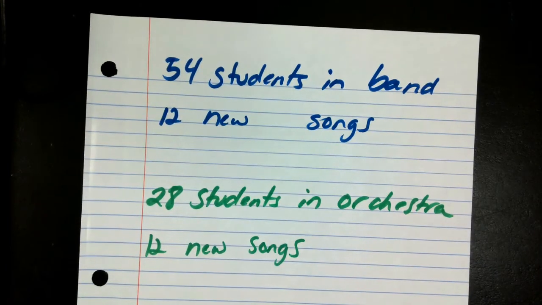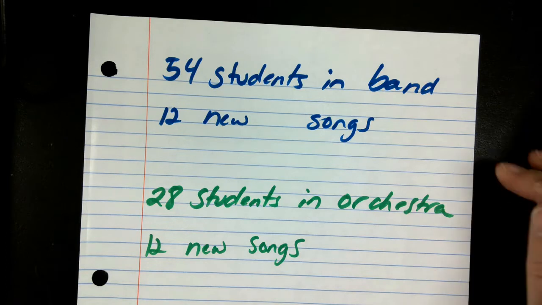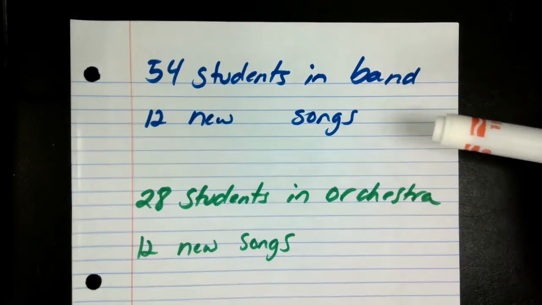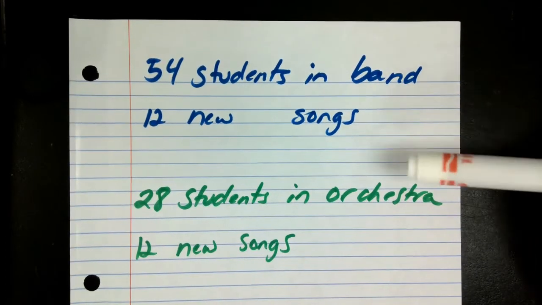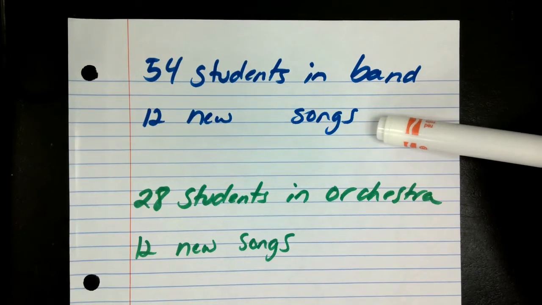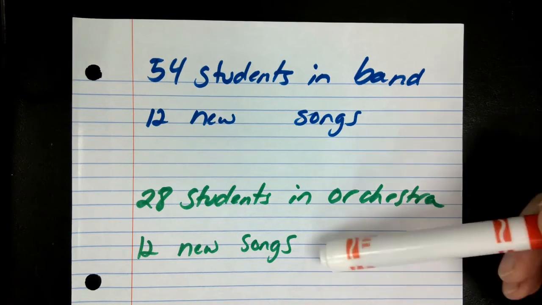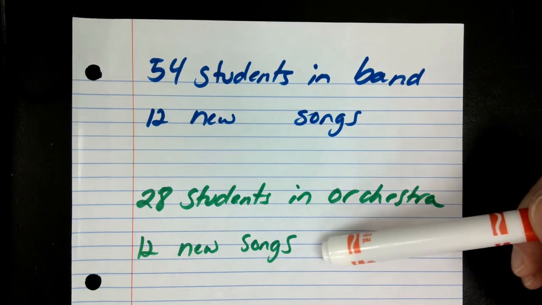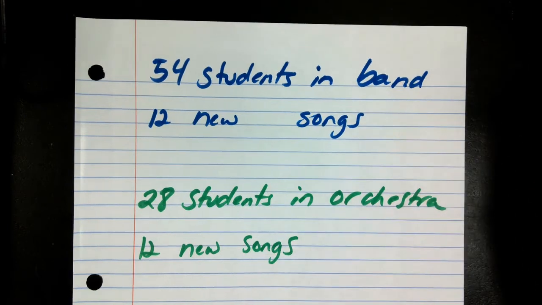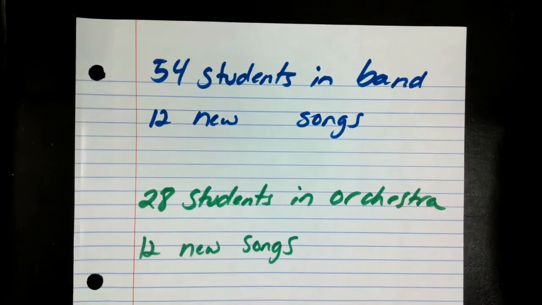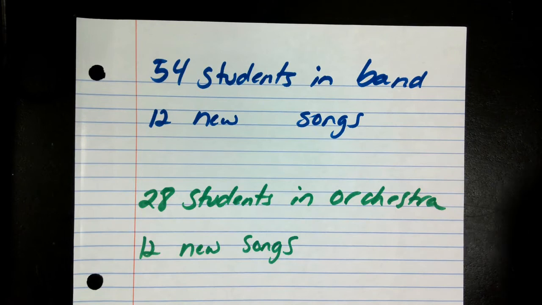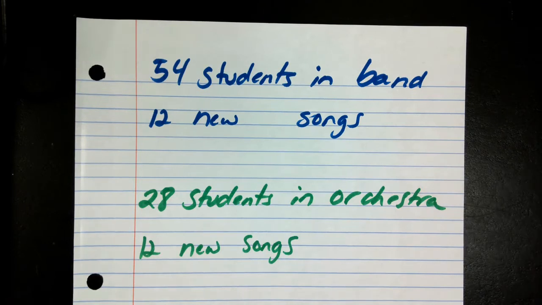For this question, I've written down the important information that I've got. So it tells me that there are 54 students in the band. Each of those students have learned 12 new songs. And then there are 28 students in orchestra, and each of those students also have learned 12 new songs. So there's actually a couple of different ways that you can do this. We're going to explore two. The first one, I would add the total number of students first and then multiply.